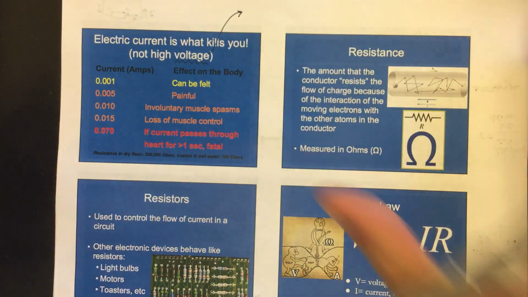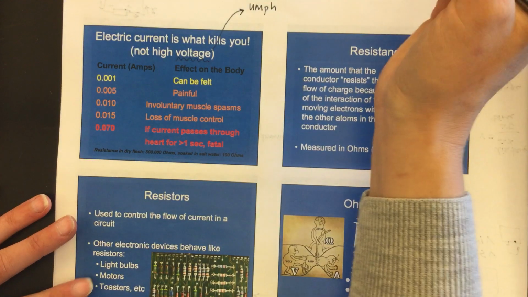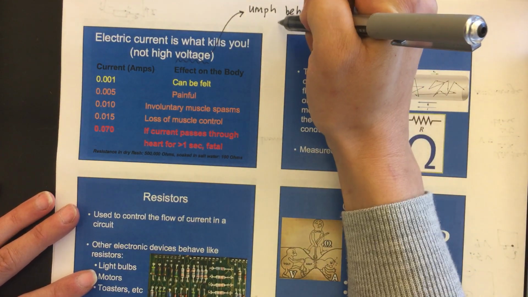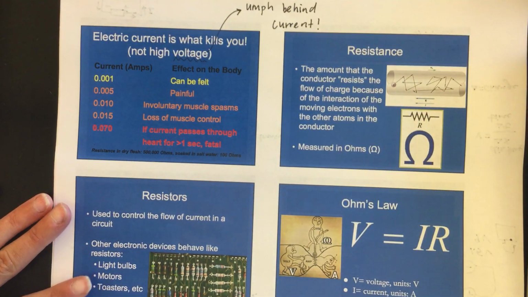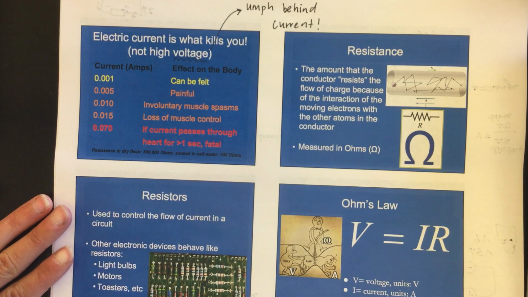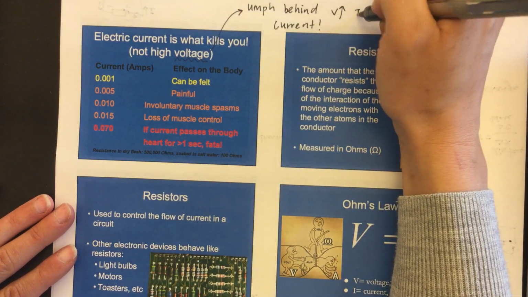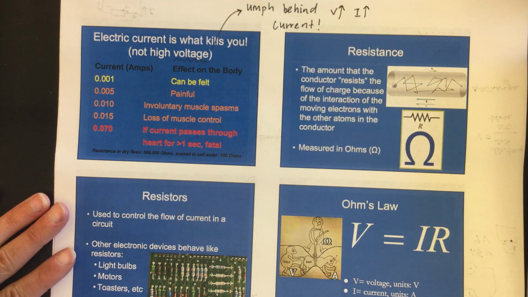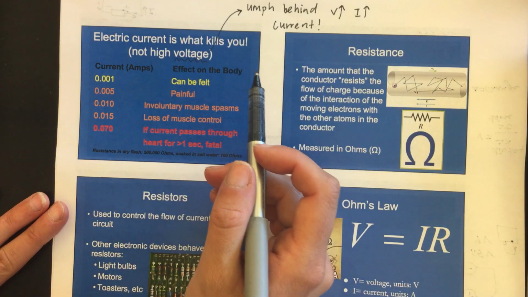but we could also think about it as like the oomph behind current. And so a big voltage can cause electrons to move faster. So if your voltage is high, usually your current will be high too, but technically voltage is not what kills you, because there are things that could slow it down.